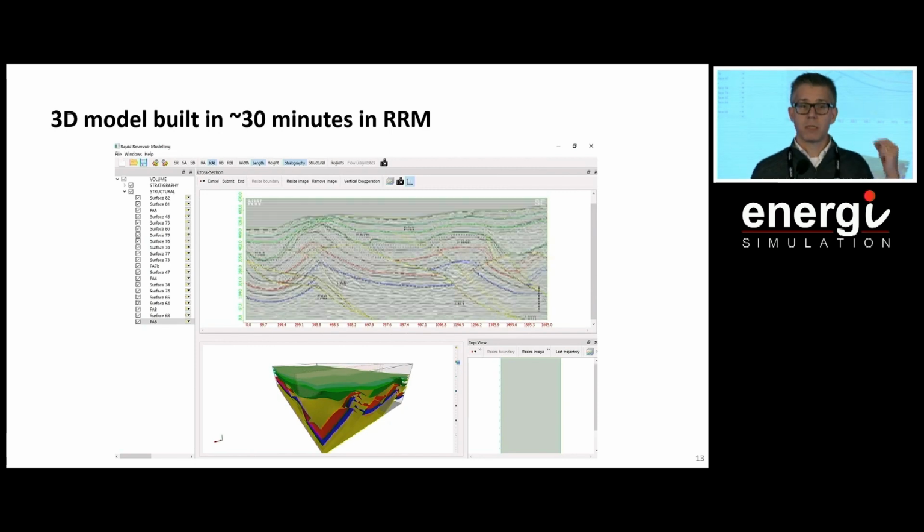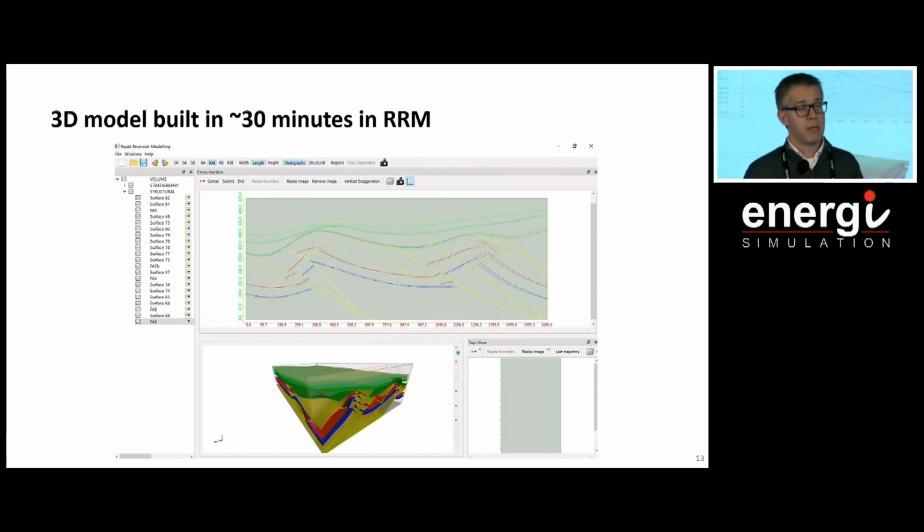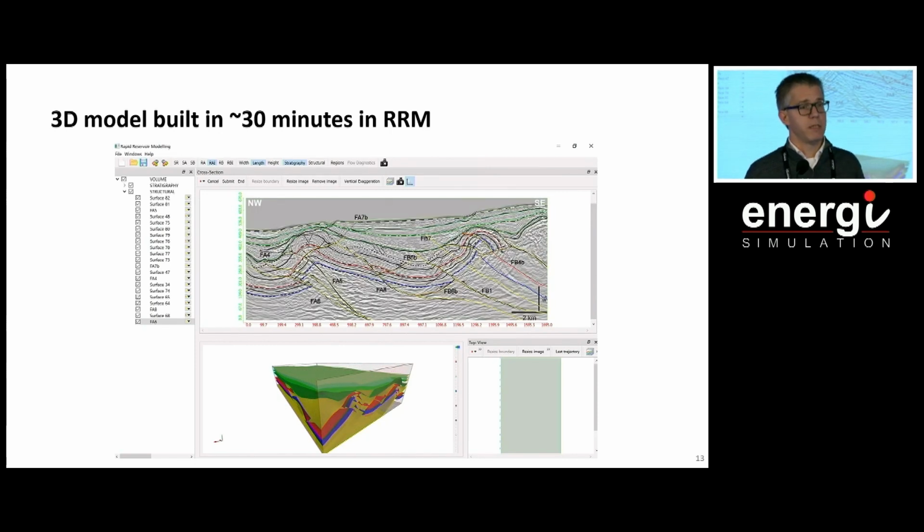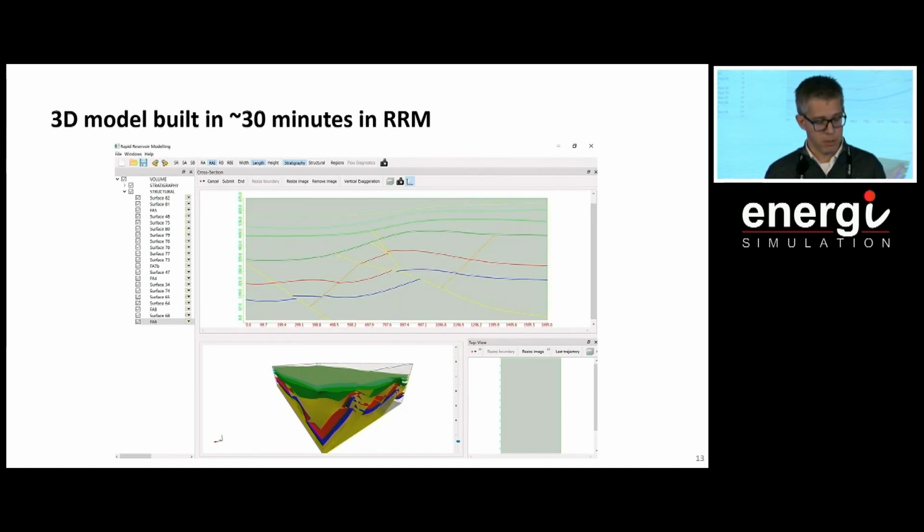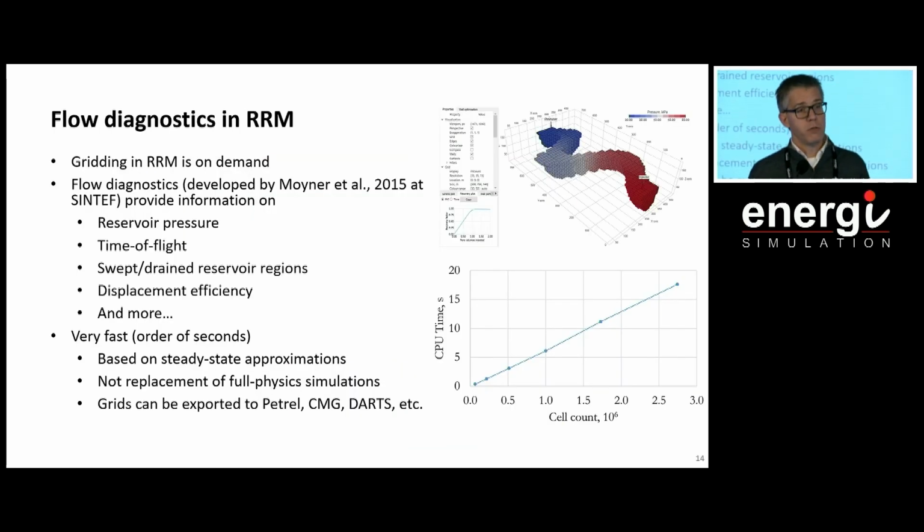That model took us 30 minutes to build in RRM. It's probably taking a little bit longer in your favorite geological modeling software. Once we have built our models, we use something called flow diagnostics that Knut Andreas Lie at SINTEF and Chevron were involved in, have pioneered.